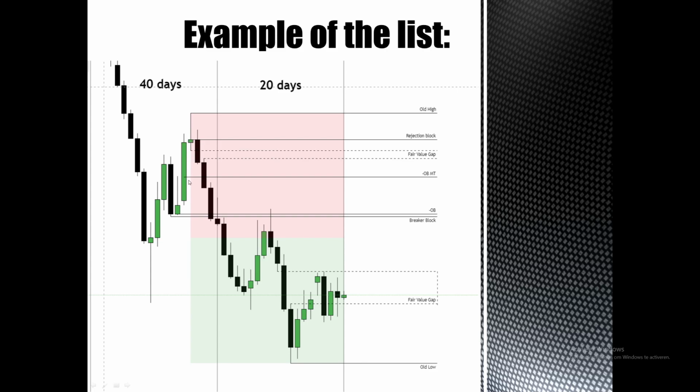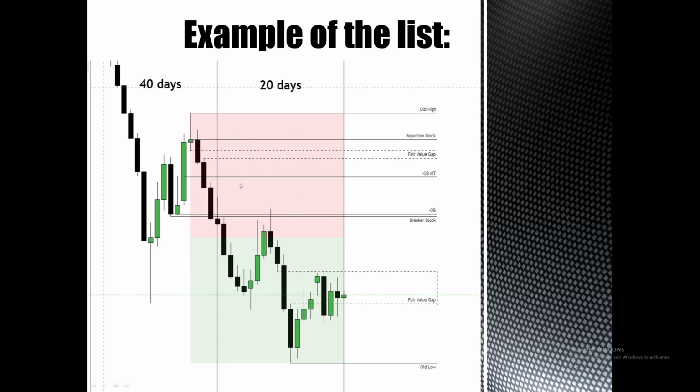Now we have a breaker block, so this one. And why is it a breaker block? Like I just said, we took liquidity up here and then broke down. So this is a breaker block, not a mitigation block. Now, what are we missing over here? We're missing a mitigation block, so not everything on the list is always present, right? Like I just said. So there's also no liquidity void, there are just fair value gaps.